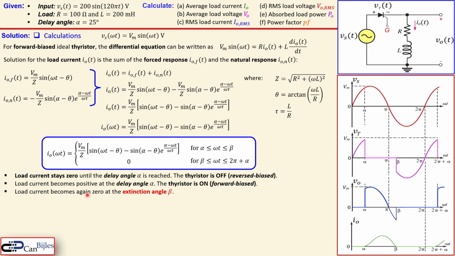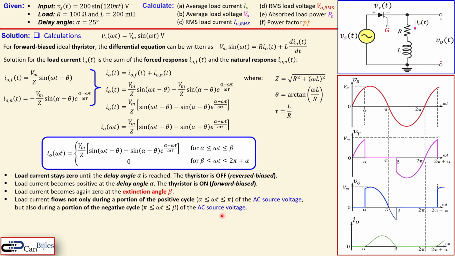The load current becomes again 0 at another angle, which is called the extinction angle beta. In this case, we always have between alpha and beta where we have our positive load current. So load current does not only flow during the portion where we have the positive cycle of the AC signal, because if you look carefully, this part is the positive cycle between alpha and pi, but it is actually going further, right? That's why we have this name of extinction angle, which is going a little bit further than that, so not pi but beta. And that is also interesting to see in the plot of the load voltage where you see this negative part, but the current is still positive.